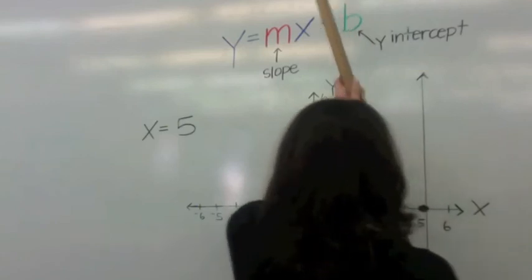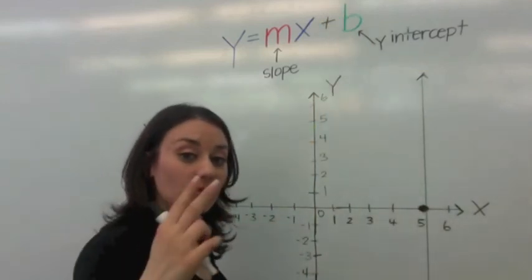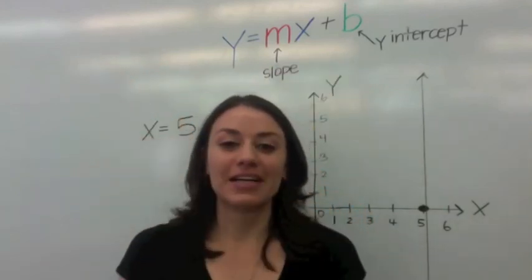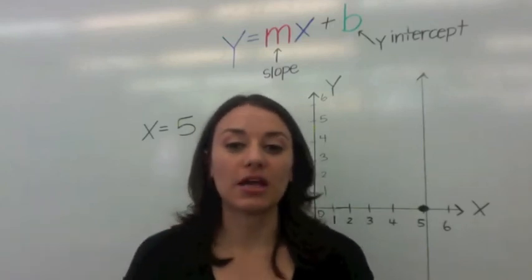Okay? And that is how to graph positive, negative, say it with me, positive, negative, 0 slope, and no slope using your mama's ex-boyfriend.